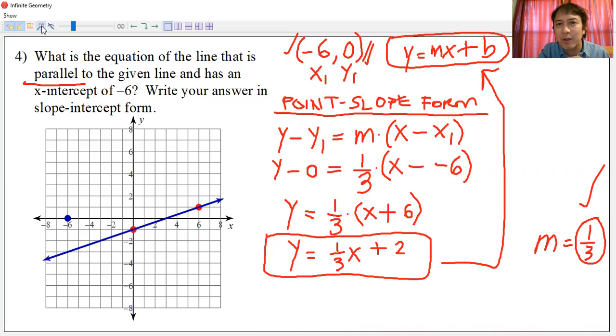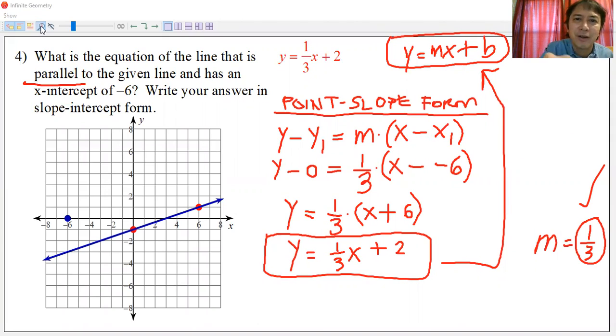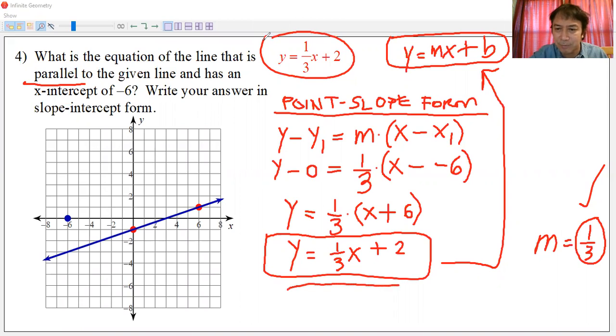So let's remove that particular given. Let me erase this part. I can see the answer there. All right, so over here, you can see the answer, and that's exactly what we wrote over here. That's y is equal to 1/3 x plus 2.